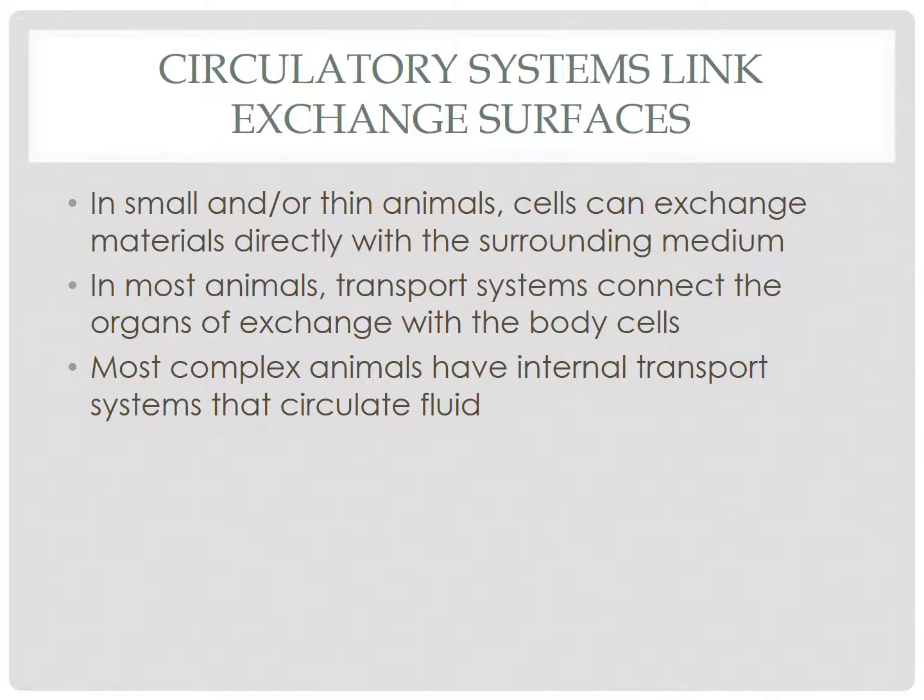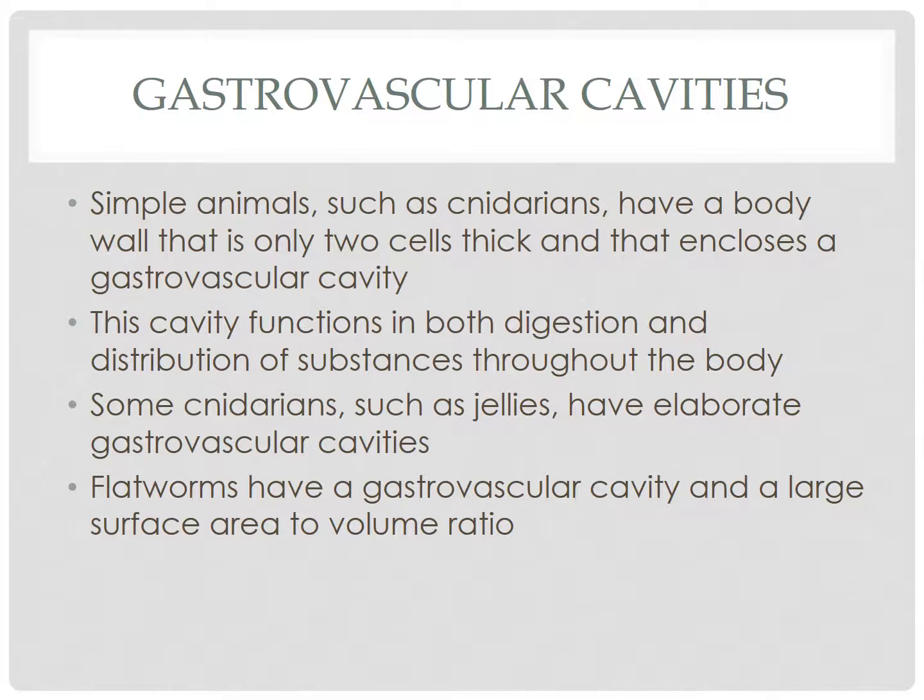And so that usually involves the open or closed circulatory systems. And then the more complex organisms have, of course, this internal transport system that we talked about a second ago, which was the circulatory system. So as I mentioned, a lot of our simple organisms, like our cnidarians, would be like your jellyfish or your hydra. They have a body wall that's only 2 cells thick, which we saw in the previous chapters. And that encloses this thing called the gastrovascular cavity. The gastrovascular cavity is important for digestion as well as the distribution of nutrients throughout the body. As I said on the slide, it functions in both the digestion and the distribution of these substances.